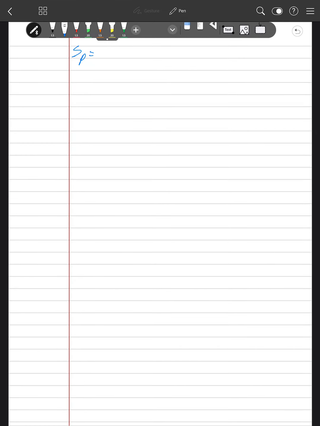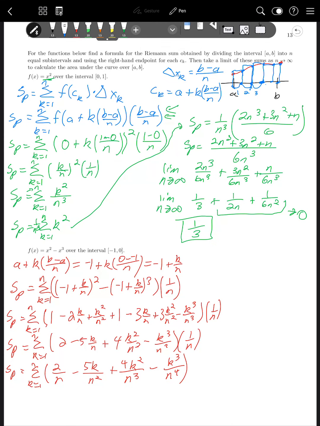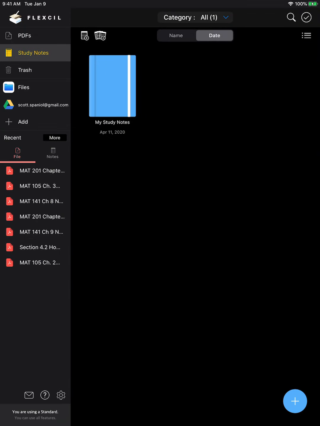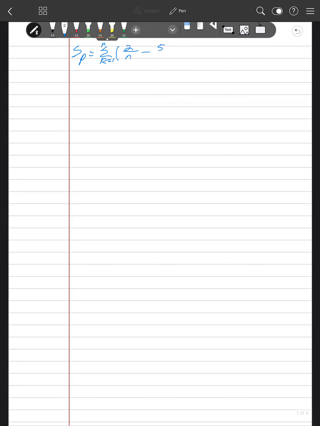So S sub p equals the sum from k equals 1 to n of 2 over n minus 5k over n squared plus 4k squared over n cubed minus k cubed over n to the 4th. And so now we can use our sum rules to simplify this.